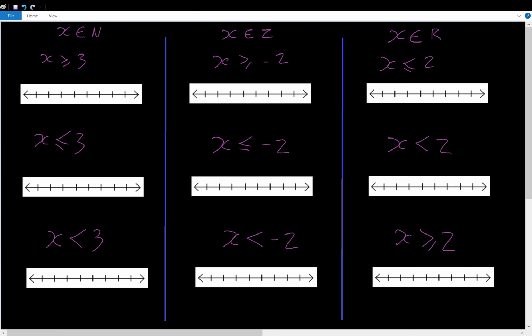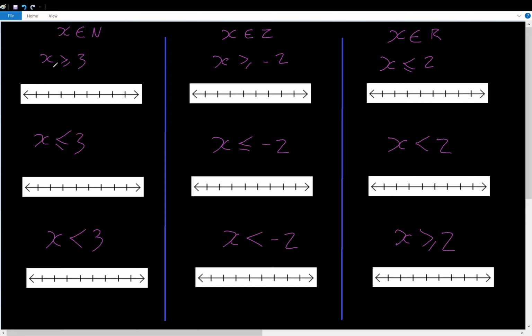In this video, we're just going to look at how you would graph certain inequalities on a number line based upon what type of number the variable is being said to be. So for the first column on the left, all of these are going to be x is an element of N, which means that x is a natural number. And natural numbers are positive whole numbers. They do not include any fractions or decimals, and they do not include 0 or any negative number.